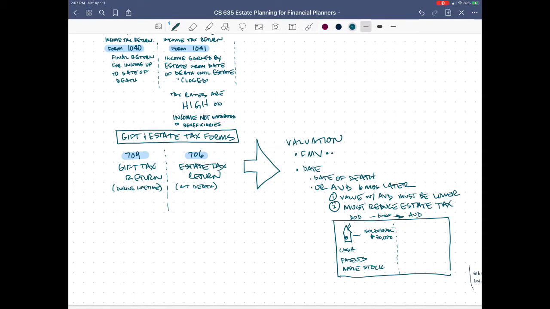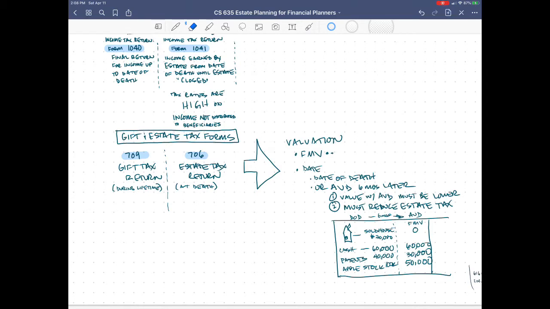And the cash didn't change. We had $60,000 here. We have $60,000 at the 6 month mark. And the patents were worth $40,000 at the date of death. And let's say they were worth $30,000 6 months later. And Apple stock went from $100,000 down to $50,000. So if these were the actual fair market value at the 6 month mark, what would we use for an alternate valuation? Well, let's talk about each of these.